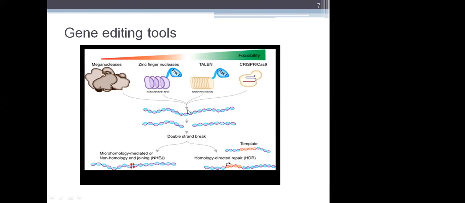All these techniques actually produce a double-strand break in the double-stranded DNA. We all know that DNA is a double-stranded molecule, and when this double-strand break occurs anywhere in the genome, the cell can naturally repair it. It is repaired by two mechanisms. I will discuss this later, but the main target of all these four tools is to cut the DNA, or give a double-stranded cut into the DNA at a specific point.